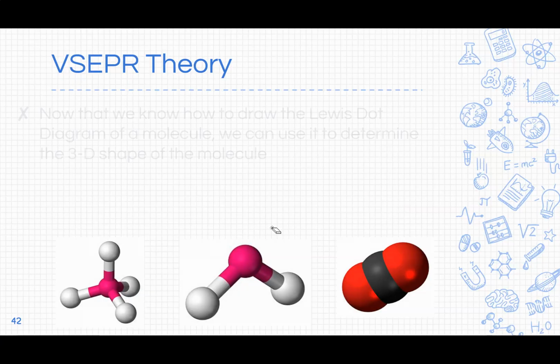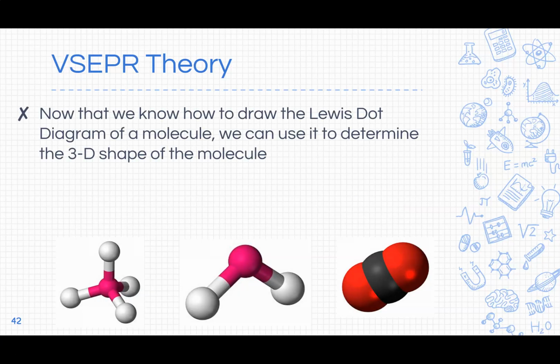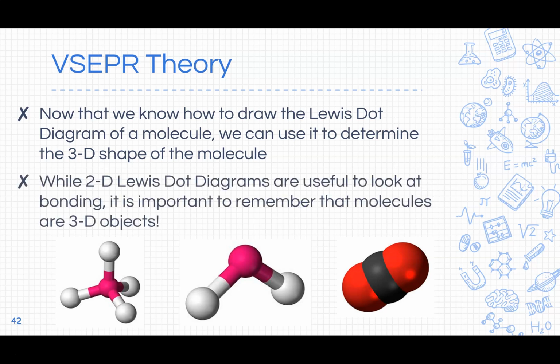So now that we know how to draw Lewis dot diagrams of a molecule, we can use them to determine the 3D shape of a molecule. I've got some examples down at the bottom of the slide here. While 2D Lewis dot diagrams are useful to look at bonding, it is important to remember that molecules are actually three-dimensional, and that is something that we often lose sight of. Here you'll see that I have two different types of 3D models.